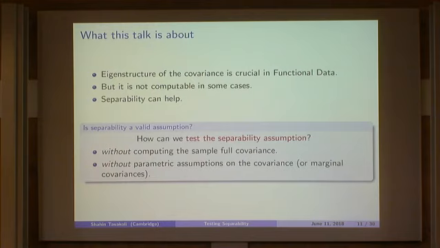Now this talk is not about just how great separability is. It's about, once you assume that separability is an assumption, can you test whether this assumption holds or not? If this was a talk about sparsity, my question would be, can you test if beta is really sparse or not sparse? I want to have a test for separability without having to compute the full sample covariance and without having parametric assumptions on the covariance.